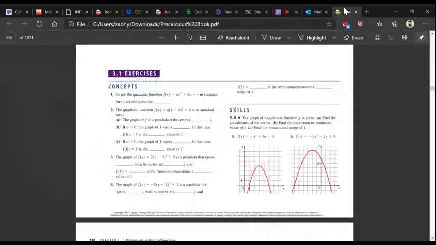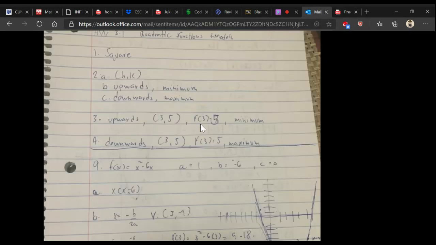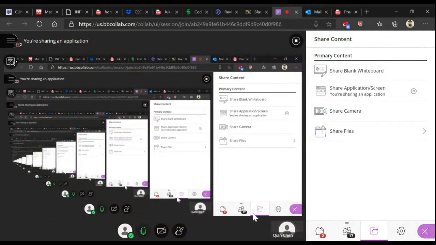Okay, so for number 3, it's going to be another complete the sentence. The graph of f of x equals 2 times (x minus 3) squared plus 5 is a parabola that opens upwards with its vertex at (3, 5), and f of 3 equals 5 is the minimum value of f. Great. Okay, great. Thank you. You're welcome.